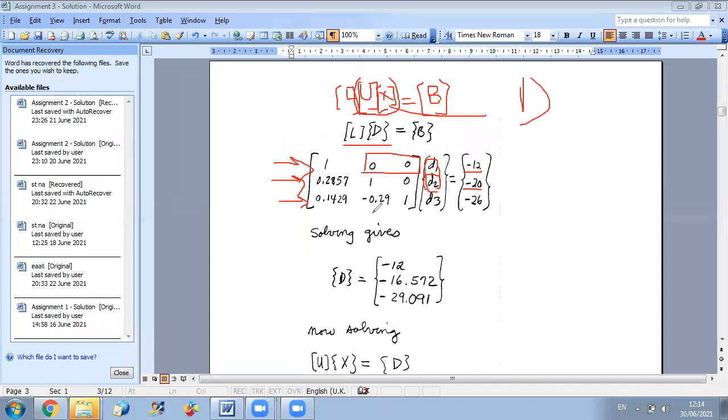So now the last equation will give me 0.1429 D1 minus 0.29 D2 plus 1 D3 equals minus 26. And now I solve for D3. Then I get my vector D.